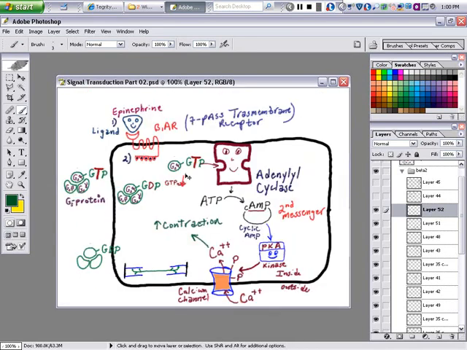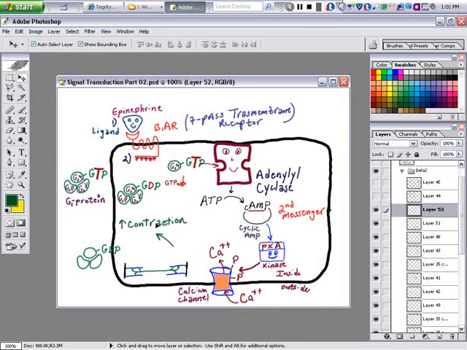I don't see any room here for me to write. Let's see if we can move this over. Let's see if we can move some things. I'm going to move this over here for now.